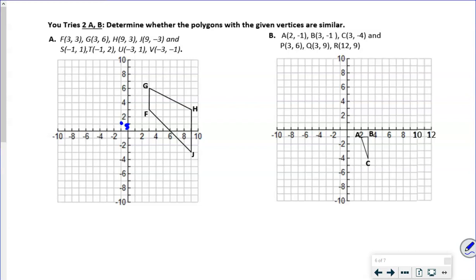T is at -1, 2 right there. Ooh, that's really small. U is at -3, 1 right there. And V was at -3, -1 right there. So this is one tall, and there we go there.